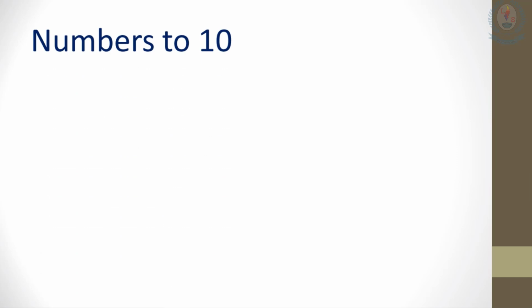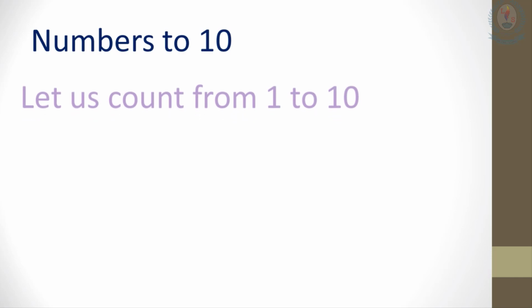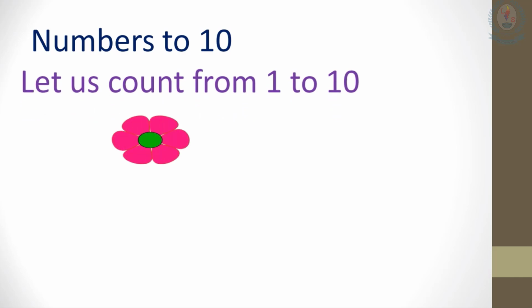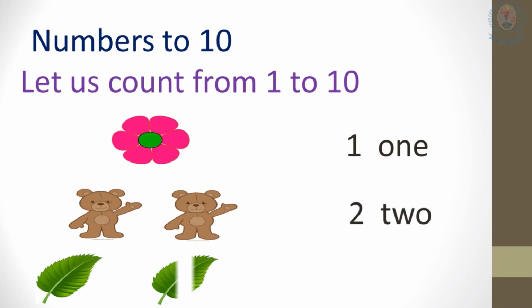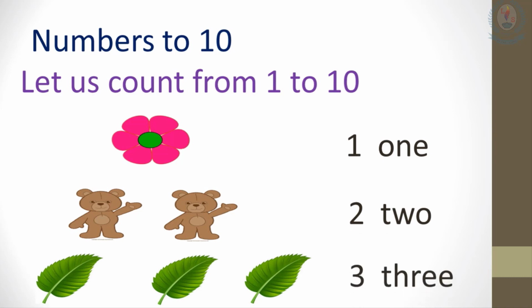First of all, we are going to learn how to count numbers. First, we learn to count from number 1 to 10. Here we have one flower. We say it's number 1. We can see two teddy bears here. We say it's number 2. How many leaves are here? There are 3. We say it's number 3.